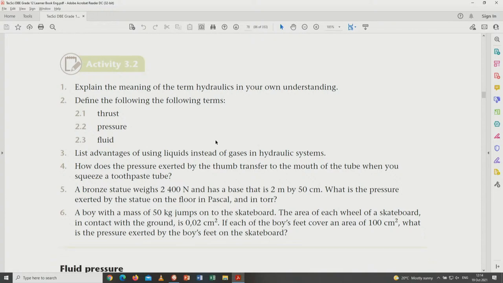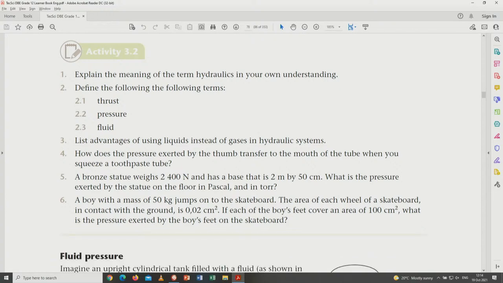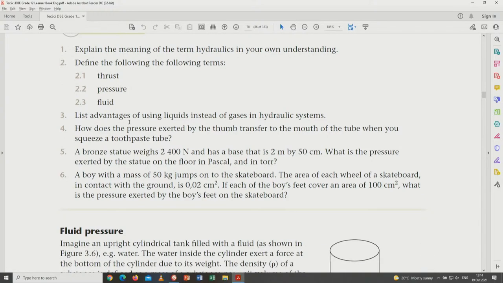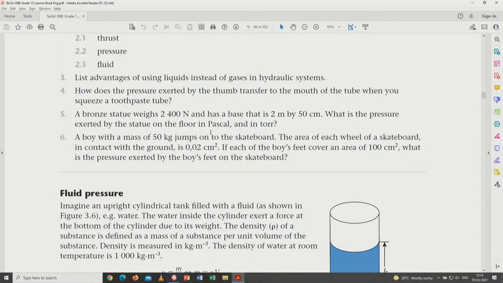In this activity, I would also use the same advice that I ask you to do. You are asked to define the terms. Go through the definitions and practice on your own, and that would help a lot.